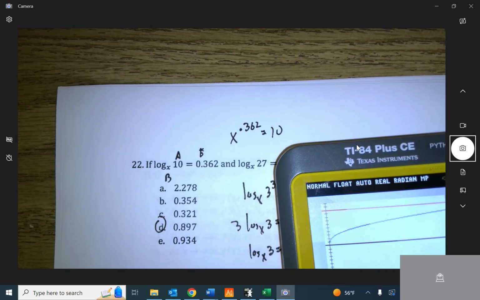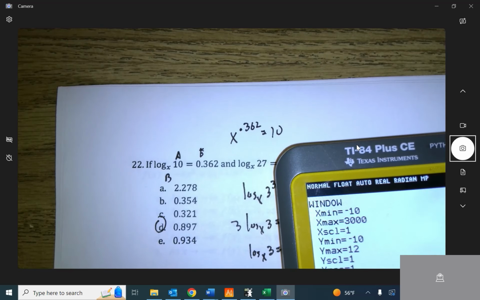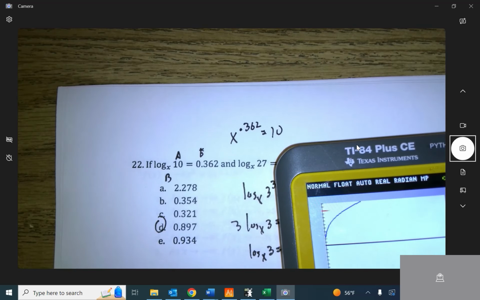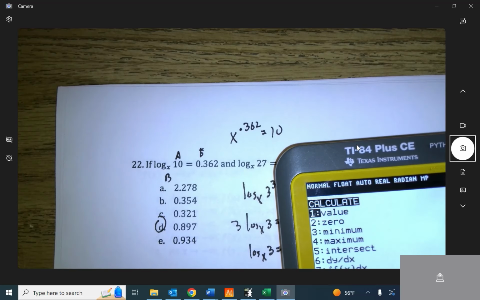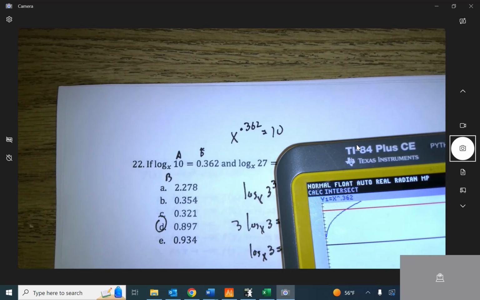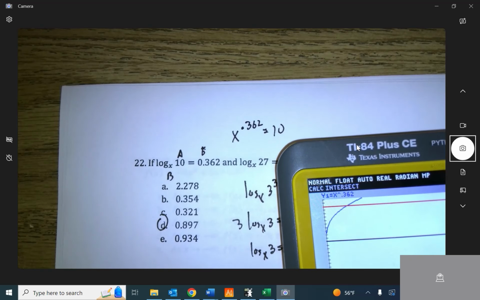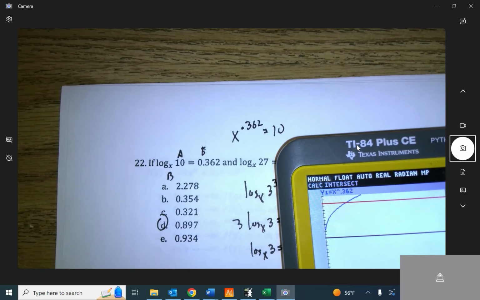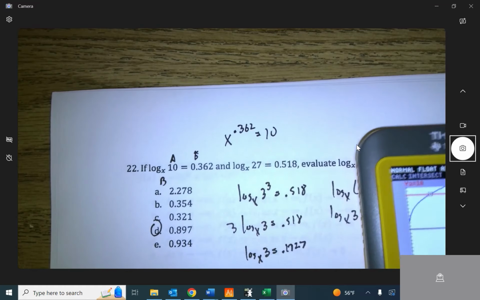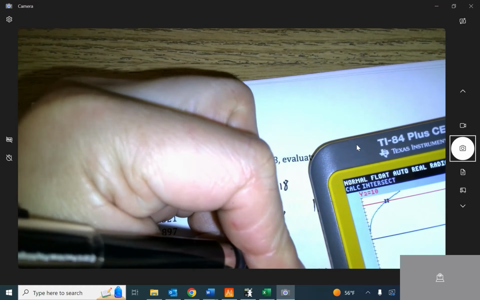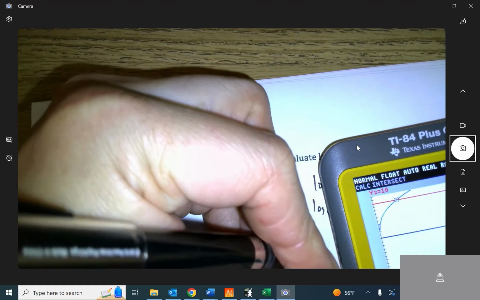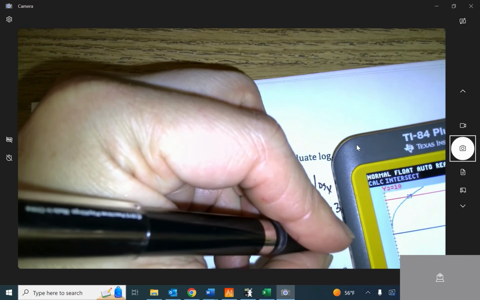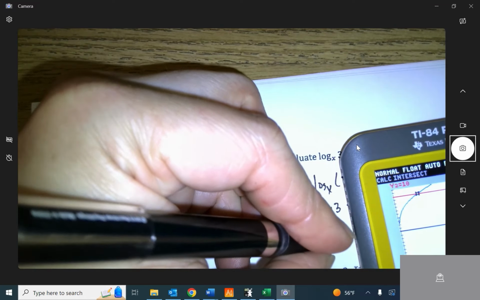Okay, 3,000. There we go, that'll do it. Second trace 5, get close. I lost it. My goal was to get to 10. There she is. Enter, enter, enter. And I got back that X is about 578.66. Let's just say 67.